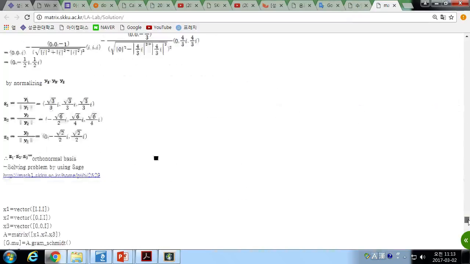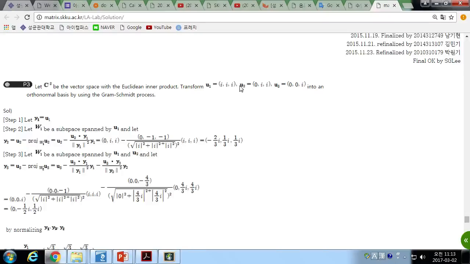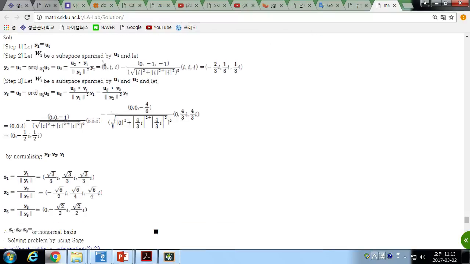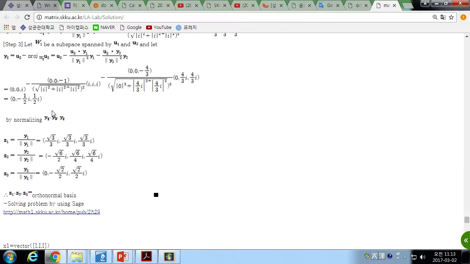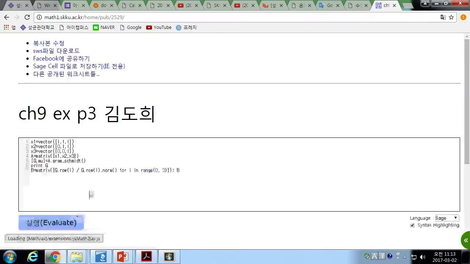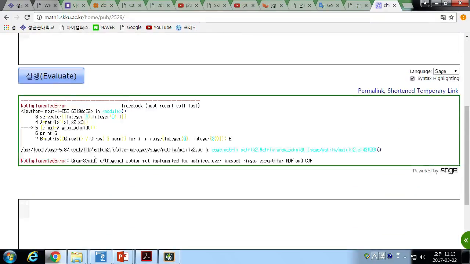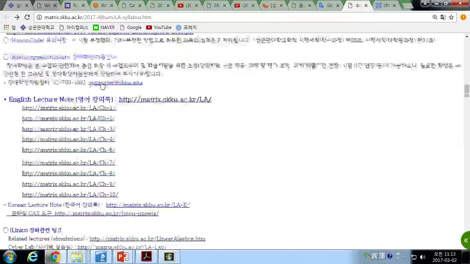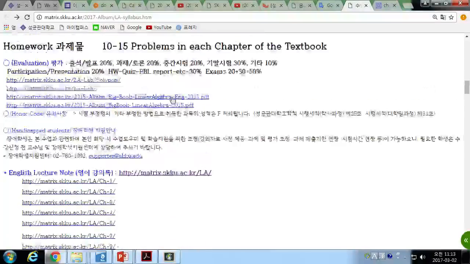So here, for example, how to find the orthonormal vectors from given complex vectors like this. Then this shows how to do it, and also this has the same code in here, so that you can do the computation in here. And English lectures and the books.